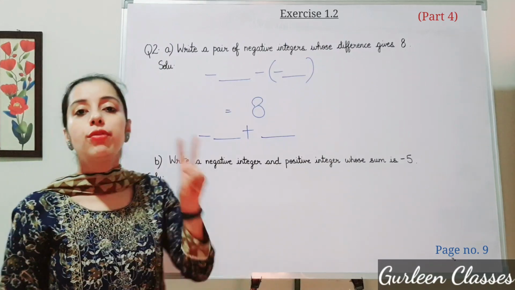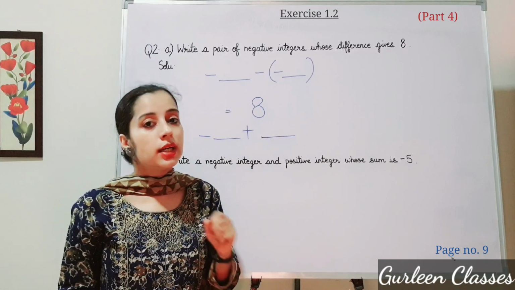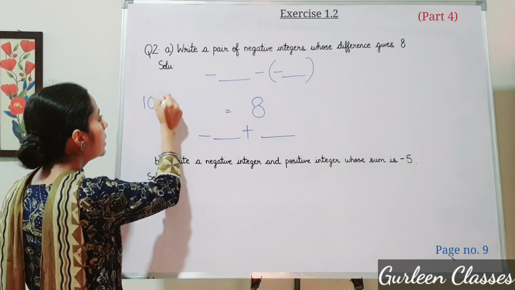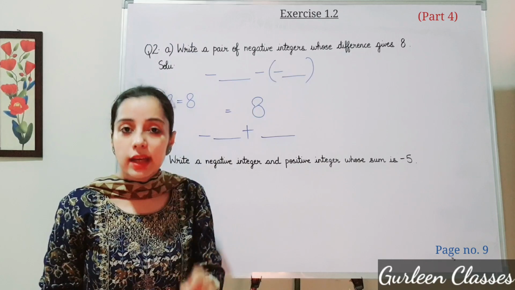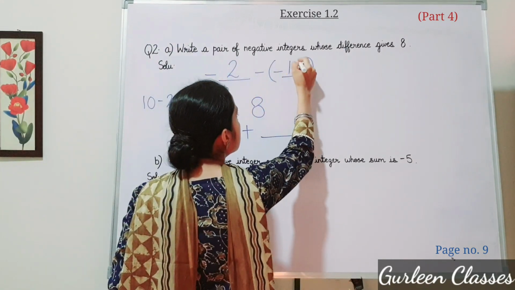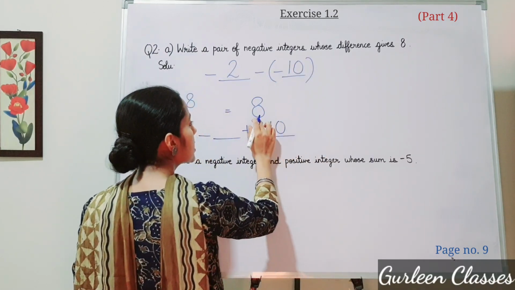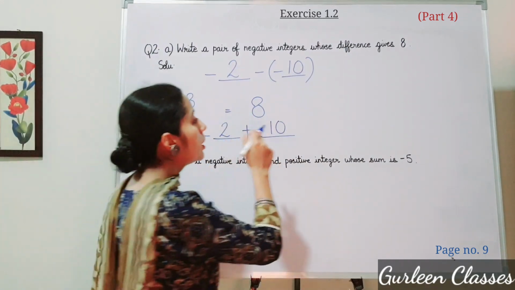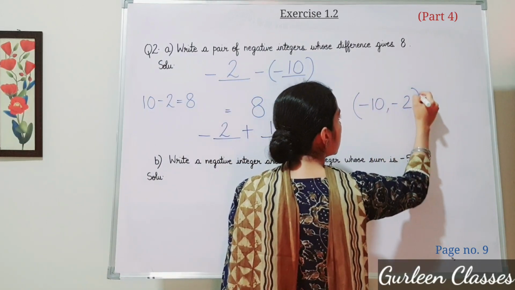So let us think of two integers. If you subtract, your difference will be 8. 10 minus 2, that is 8. If I write here 10 minus 2, that is 8. But we want here two negative integers. So let us write here minus 2 and minus 10. Minus minus will be plus and we want the answer as plus 8. So the answer is minus 2 plus 10, that is 8. So the two negative integers are minus 10 and minus 2.